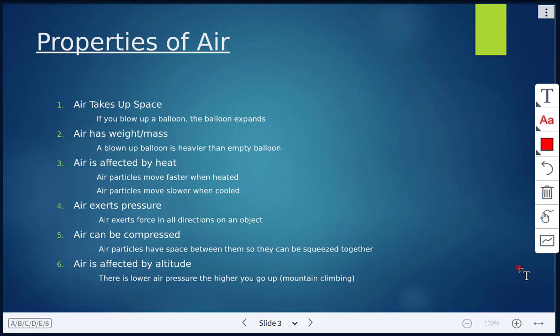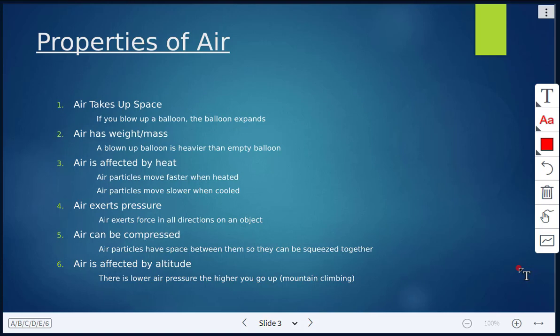Number 2, air also has weight or mass. So if you blow up a balloon, it will actually be heavier than an empty balloon. Number 3, air is affected by heat. So air particles that are heated, they are going to move faster, and air particles that are cooled, they will move slower.